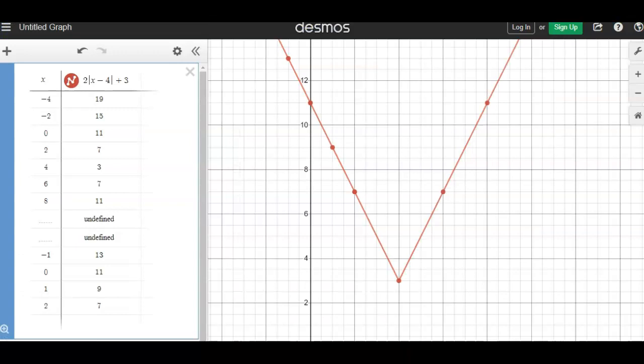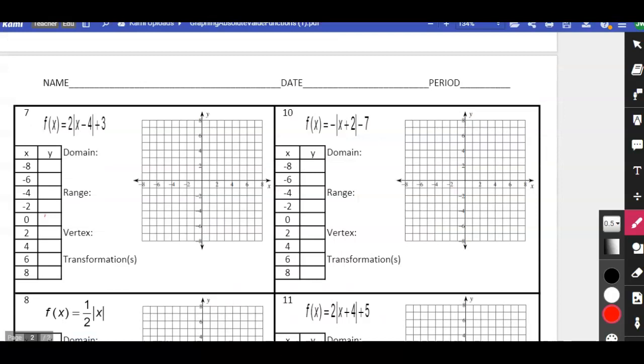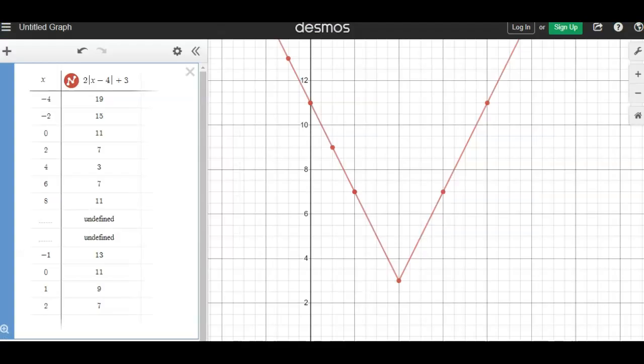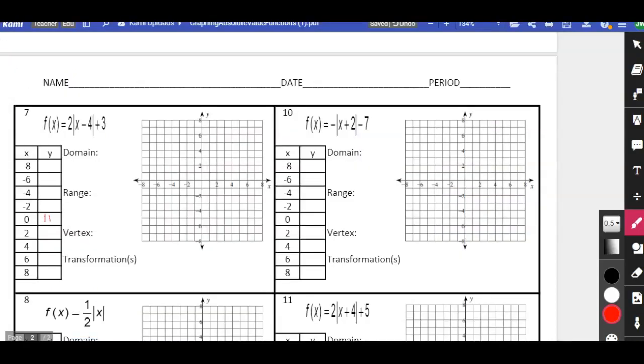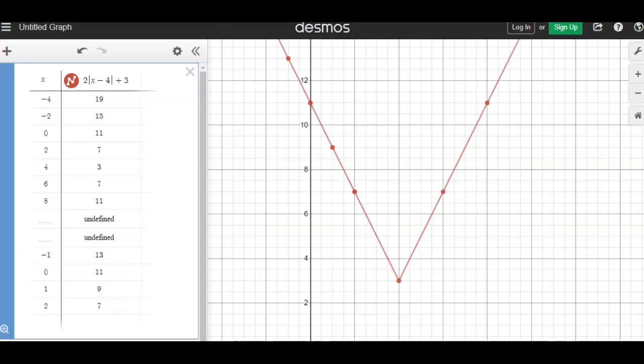So 0 to 8 goes 11, 7, 3, 7, 11. So I'll come here to 0, 11, 7, 3, 7, 3, 7, 11. Okay, and if you notice this, a regular V, although because of the 2, it's a little steeper.